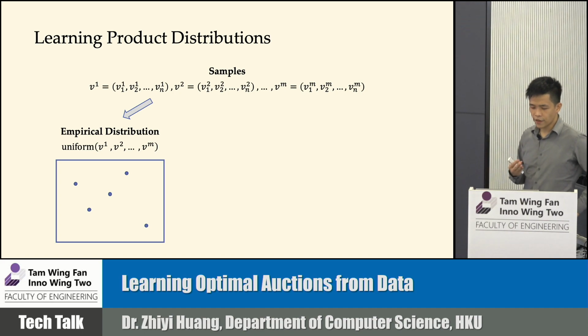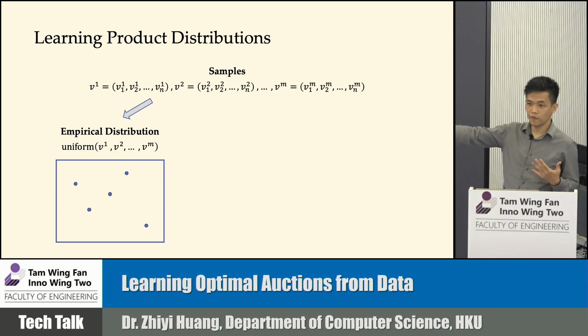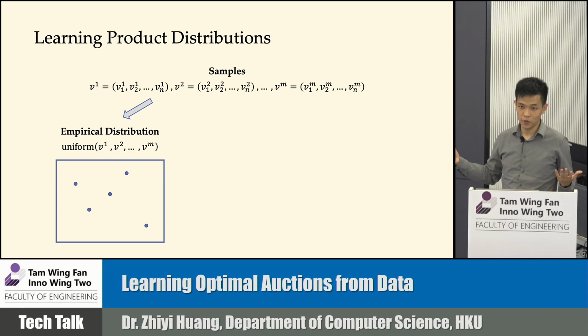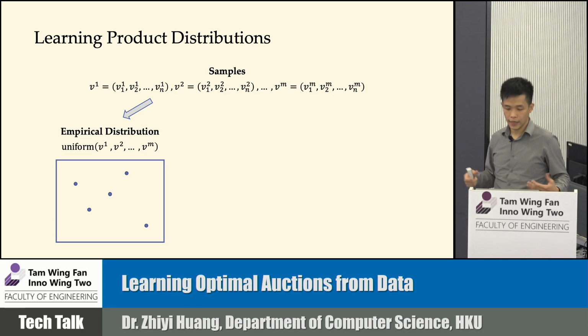But in the context of learning a product distribution, this does not make sense, because we have the prior knowledge that it's a product distribution. Just focus on this picture. If you look at the uniform distribution over these blue points, clearly it's not a product distribution, right? So if we have this prior knowledge, I should make use of it, and that should help me learn this product distribution more accurately.